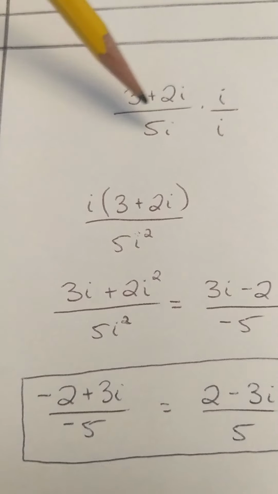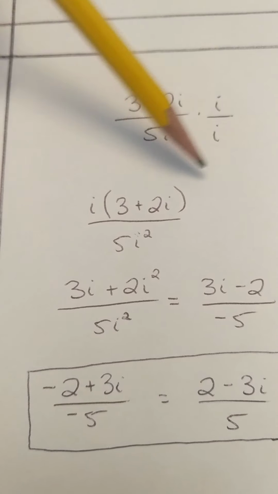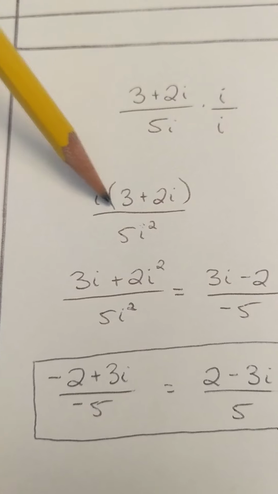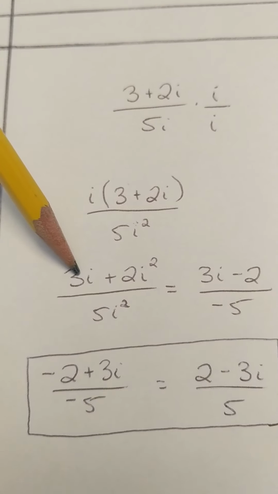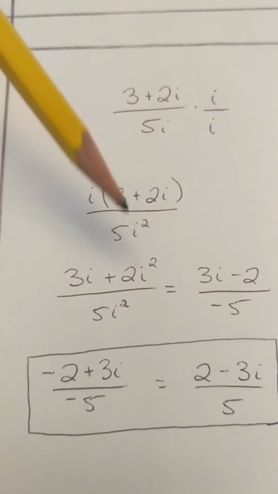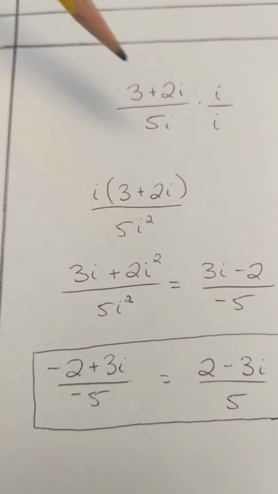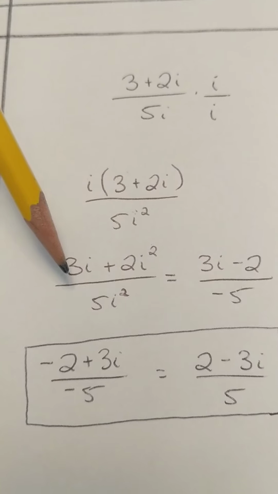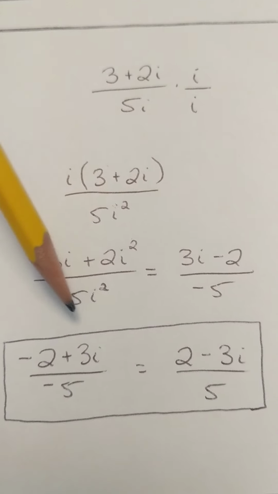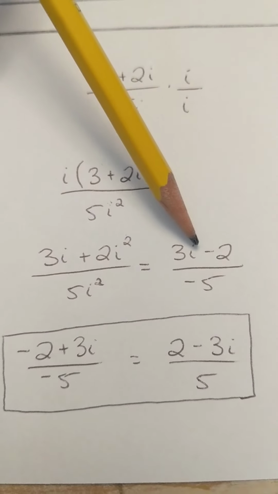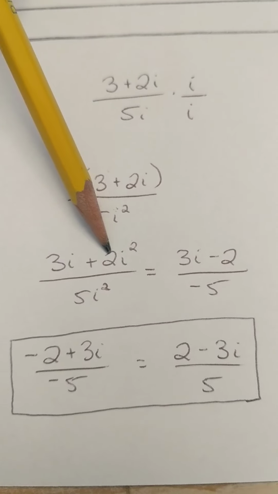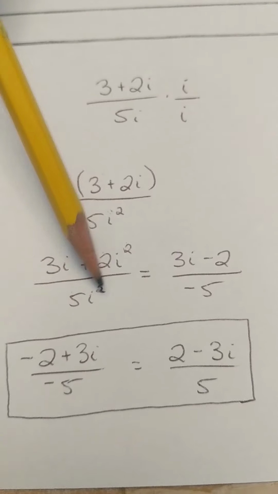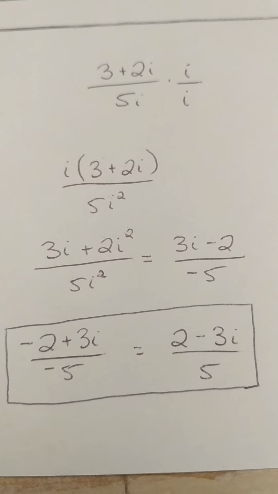Again, it's an expression, so I have to multiply by the ratio of 1. So I distribute the i to both terms. i times 3 is 3i. i times 2i is 2i squared, and then 5i times i gives me 5i squared. And now I'm just going to simplify because i squared is -1, so I have 3i, and then this was plus 2 times -1, or -2, and this was 5 times -1, or -5.